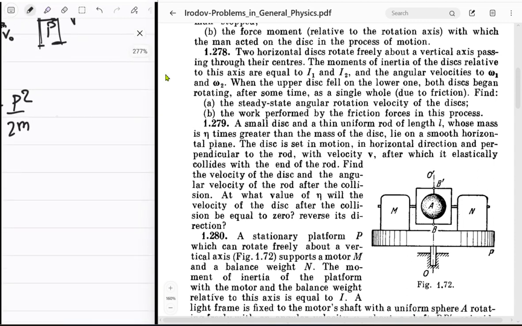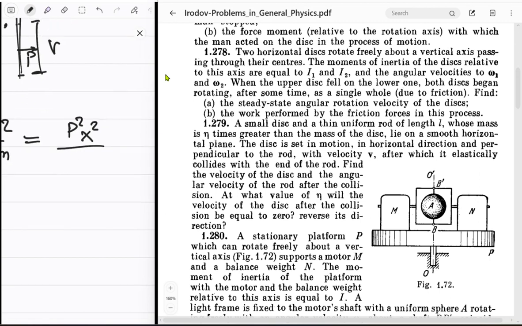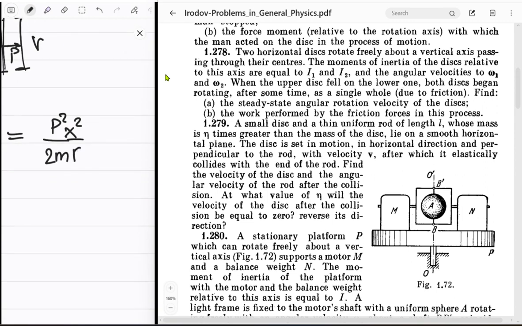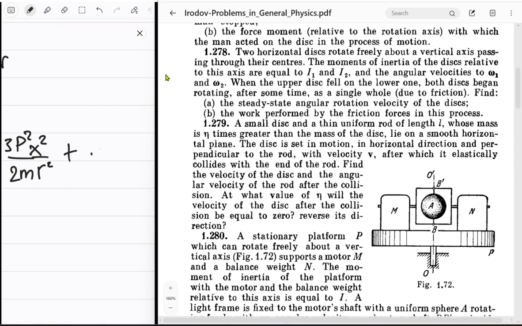So how much is that going to be? Omega is equal to, or just say L, so angular momentum is equal to P times x. So L squared upon 2I is going to be P squared x squared upon 2 times inertia, which is just 2ml squared, R squared upon 3. So there we go. And also the kinetic energy, so it's going to be P squared upon 2 times E time, I would say.